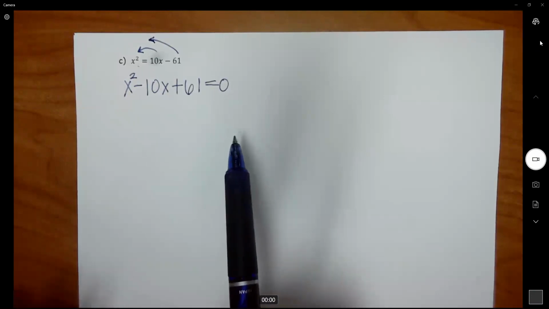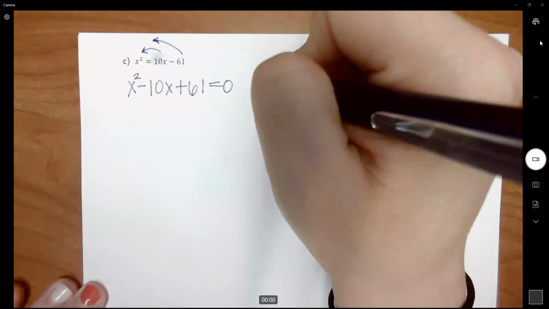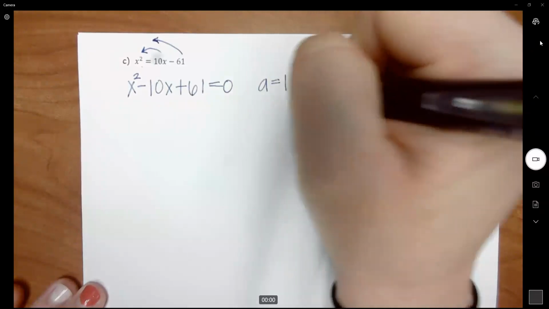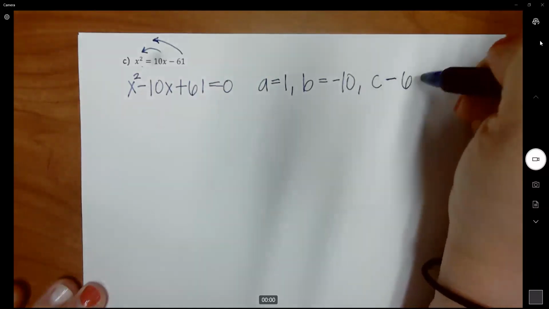Okay, so now this is in standard form, where I have everything on one side of the equation and it equals 0. So now I can list my a is 1, my b is -10, and my c is 61.